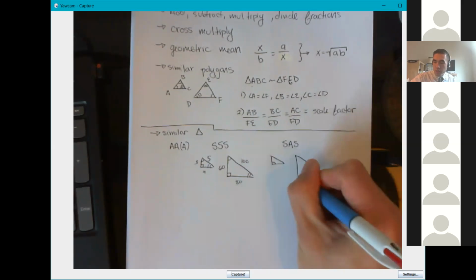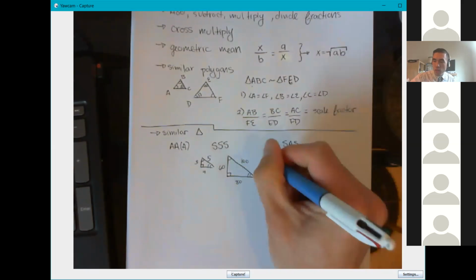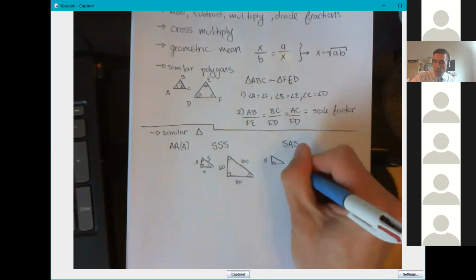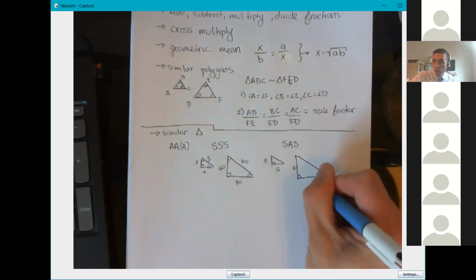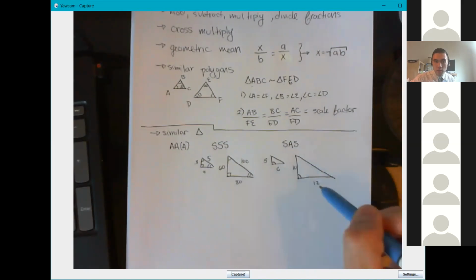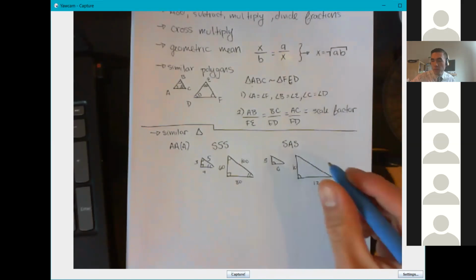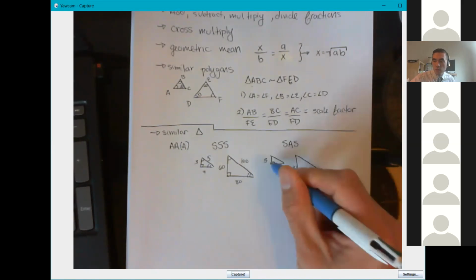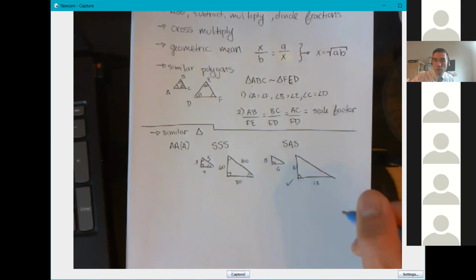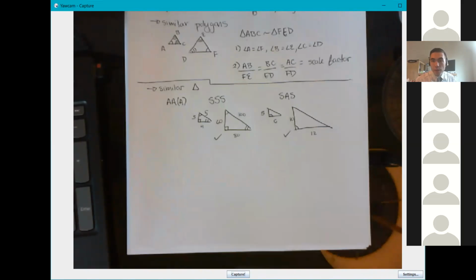So if this angle and this angle are congruent, and this side and this side share the same scale factor, so let's say it's 5 to 10, and this bottom length here is 6 to 12, what's our scale factor here? 2. And because this side is 2 to 1, this side is 2 to 1, and that angle in the middle is congruent, this is also enough to establish similarity of two triangles. Is that okay? Cool.